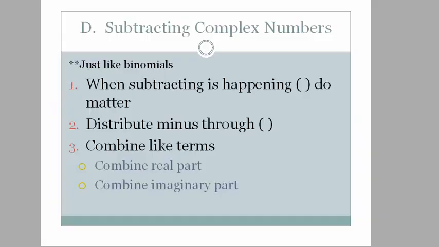Subtracting complex numbers is also just like binomials. When subtraction is happening, the parentheses do matter. You have to distribute the minus through that second parentheses. That way you get rid of your parentheses. You can then combine your like terms: you combine the real part, and then combine your imaginary part.